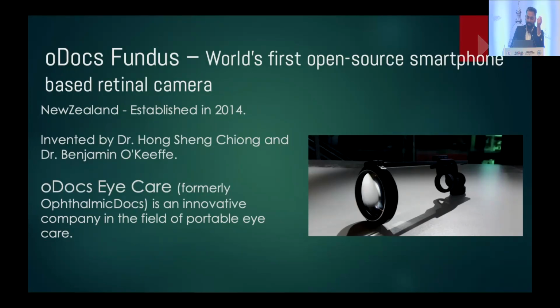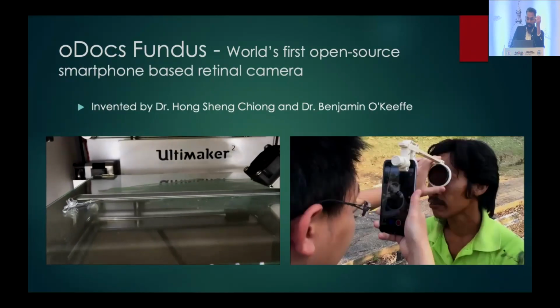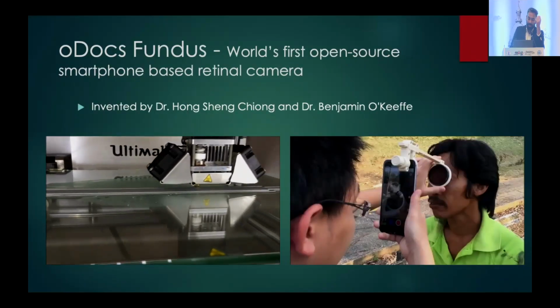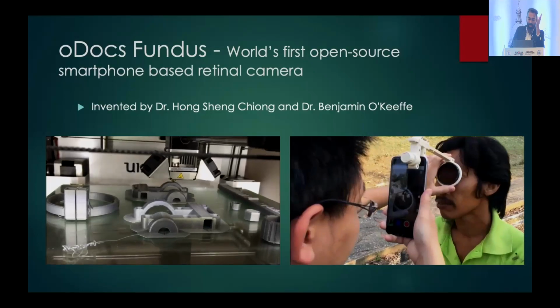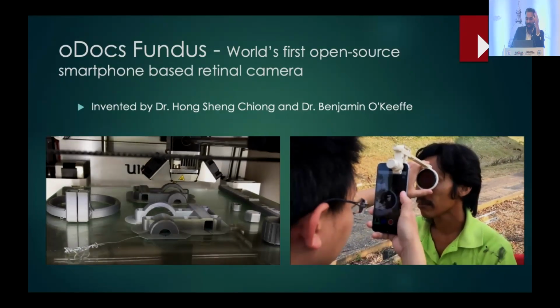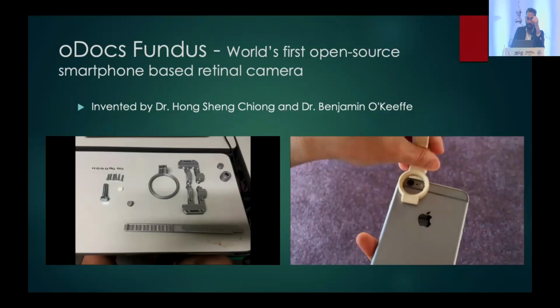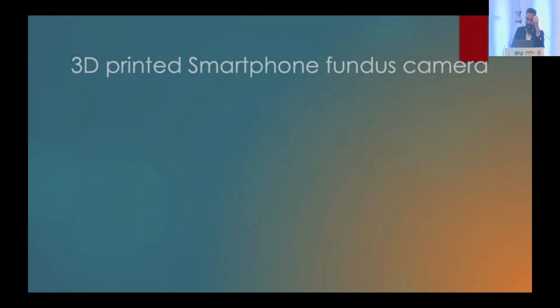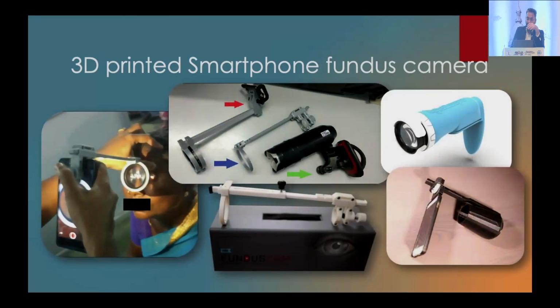And one of the most 3D printed materials were the retinal cameras. The first ones and the most 3D printed material were the retinal cameras. Over here you can see the ODOC fundus camera. So these are all the other different Indian 3D printable cameras which are available.